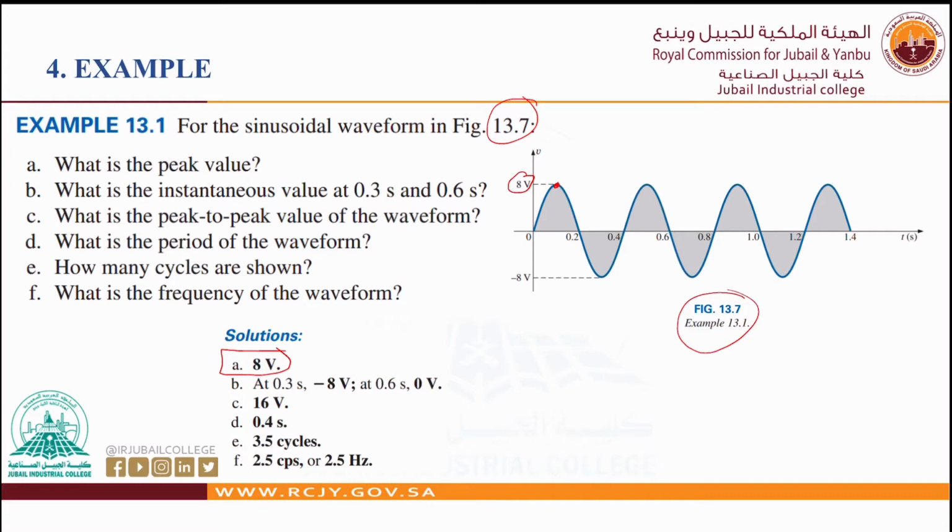Now, what is part B? What is the instantaneous value at 0.3 seconds and 0.6 seconds? So let's go to here. This is 0.3. At 0.3 seconds, the value is minus 8, so this is correct. At 0.6 here, the value is 0, which is also correct. So the value here is 0, guys.